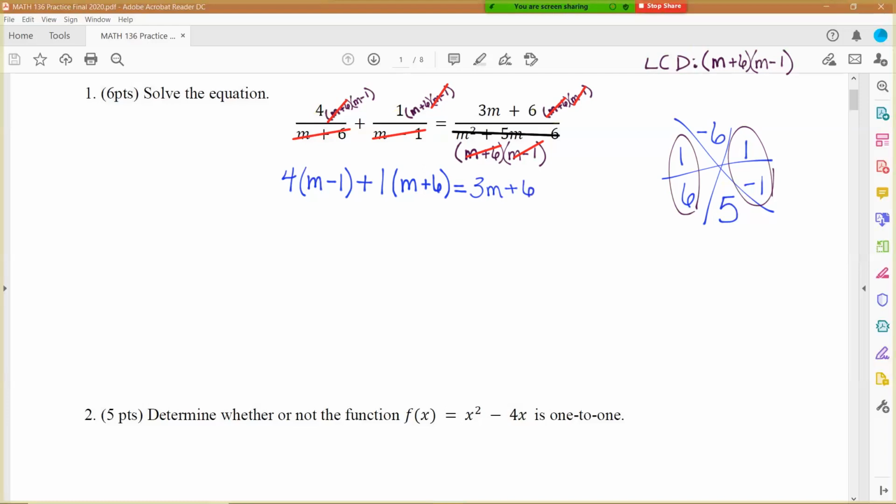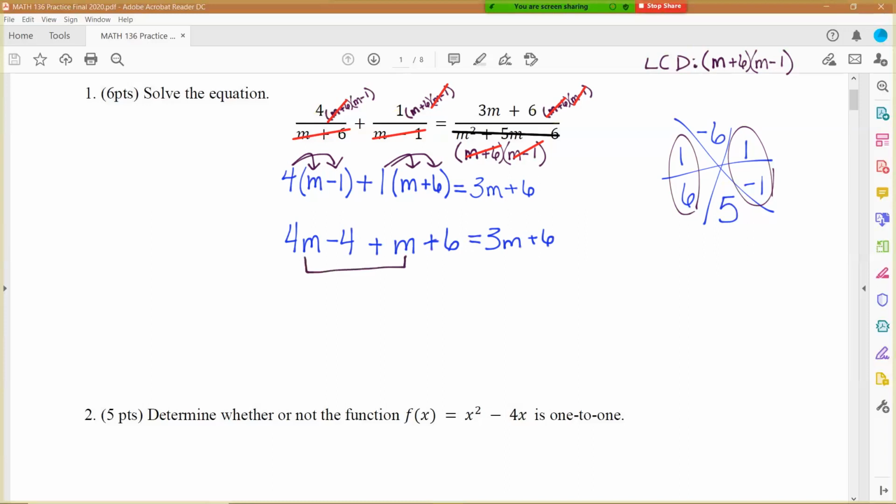Now you have a linear equation that you need to solve for m. So first thing you want to do is get rid of your parentheses by distributing. So we're going to distribute the 4 into this set of parentheses, 1 into this set. So 4m minus 4 plus 1m plus 6 equals 3m plus 6. And I realize some of you might already have that because you just distributed when you wrote that first line.